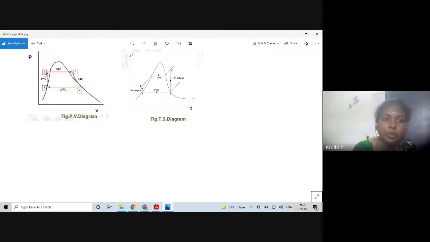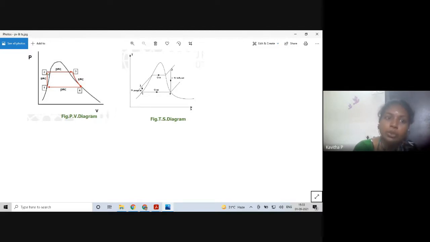1 to 2 is the process in which the water is going through the pump, and the pump compresses the water, which is an isentropic compression process. Thereby the pressure of the water is first increased. Then 2 to 3 denotes the boiler operation, where the boiler is operating at constant pressure, which is denoted by a horizontal line over here. And this curve denotes the ideal Rankine cycle.